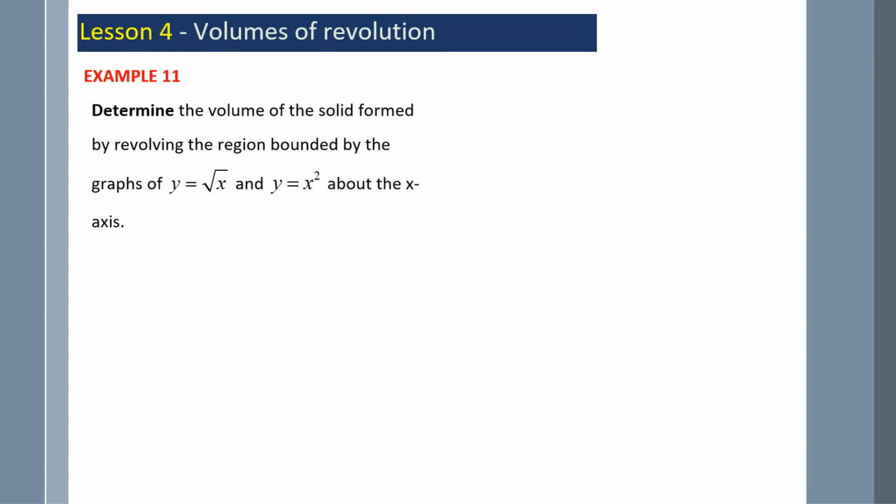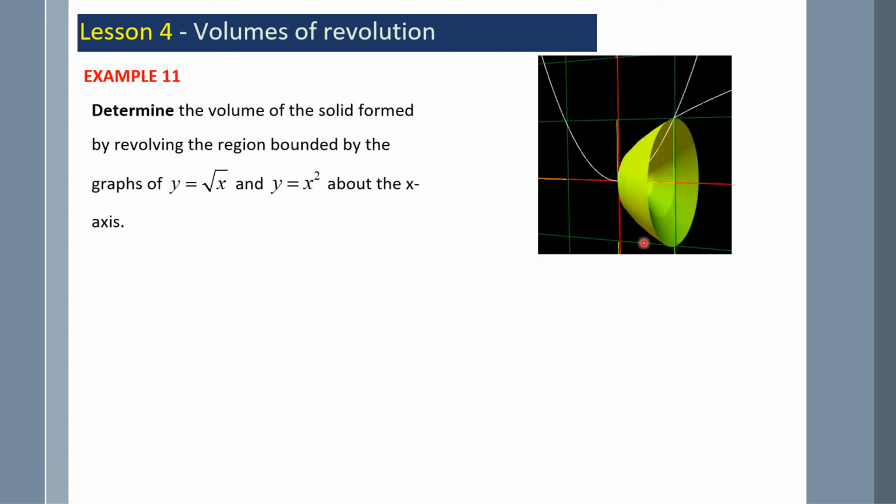Example 11. Determine the volume of the solid formed by revolving the region bounded by the graphs of y equals root x and y equals x squared about the x-axis. Here, I've actually graphed that, and this is the solid formed. So here we can see our y equals x squared, and here is our y equals root x. If we rotate or revolve that around the x-axis, that's the solid we get.